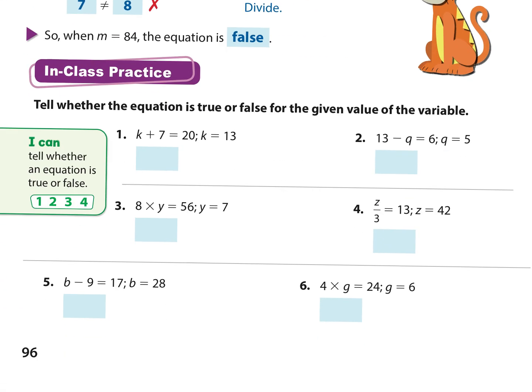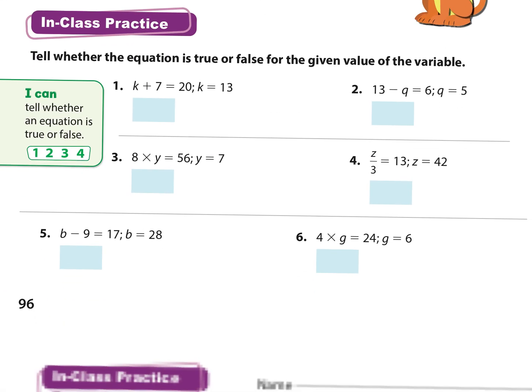Okay, so we're going to look at some examples starting at number 1 down towards the bottom of your page. It says k plus 7 equals 20. So off to the side, if I'm writing, you're writing. This is very important because I'm going to expect your classwork to look the same. So when you're doing this independently, I'm expecting the same work on your page.